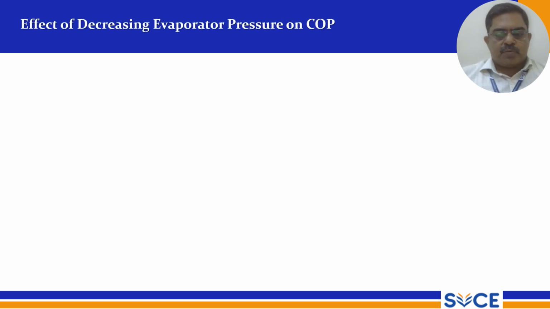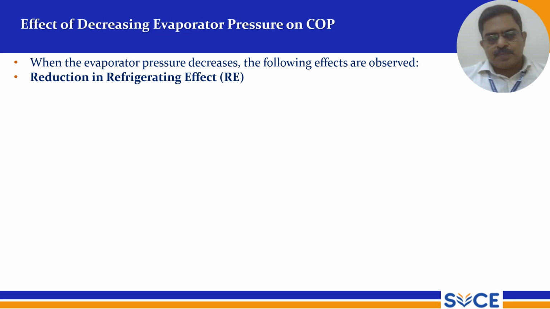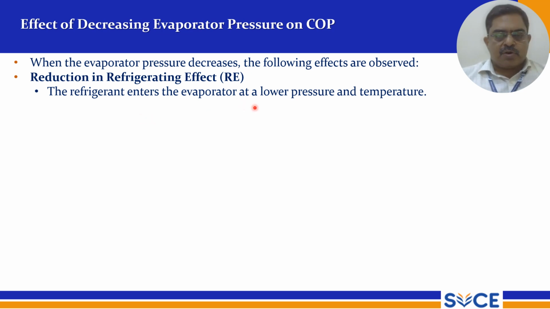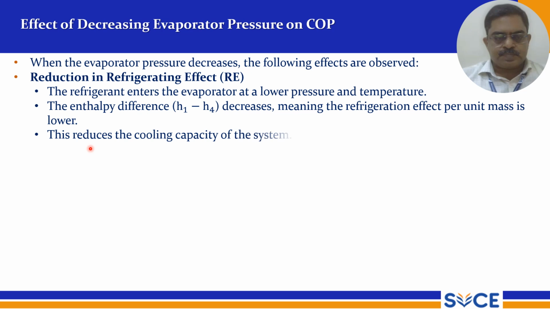Effect of decreasing evaporator pressure on COP. When the evaporator pressure decreases, the following effects are observed. First, reduction in refrigerating effect RE. The refrigerant enters the evaporator at a lower pressure and temperature. The enthalpy difference H1 minus H4 decreases, meaning the refrigeration effect per unit mass is lower. This reduces the cooling capacity of the system. So the ultimate refrigeration effect is lower here.